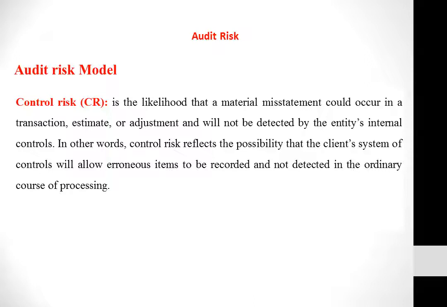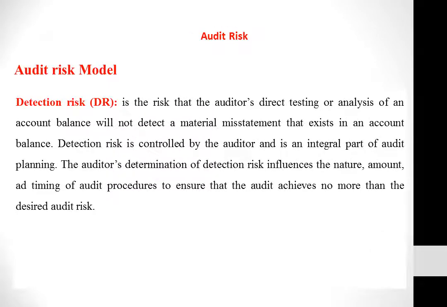And detection risk is related to the auditor. Detection risk is the risk that the auditor's direct testing or analysis will not detect a material misstatement that exists in an account balance. So if he uses analytical procedures or substantive procedures, they will not detect it. Detection risk is divided into two tests the auditor makes: analytical procedures, which we discussed in chapter 2, may fail to detect misstatements, and also substantive procedures may fail to detect misstatements in the financial statements.